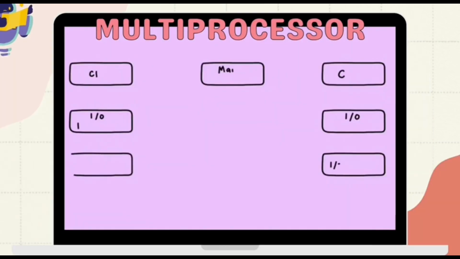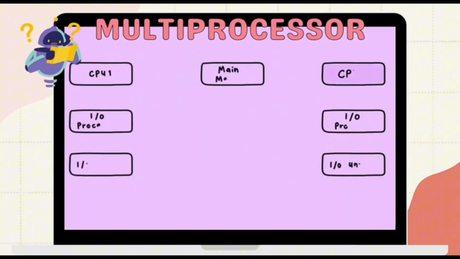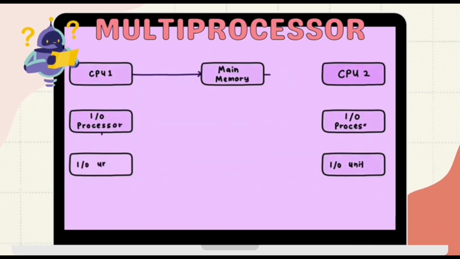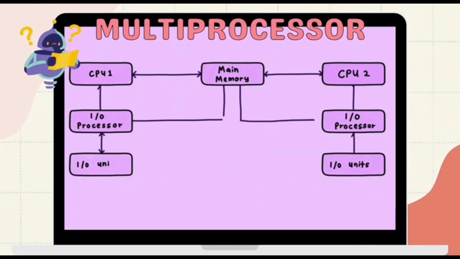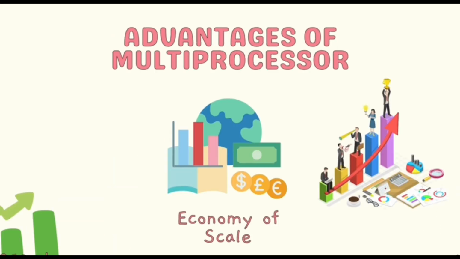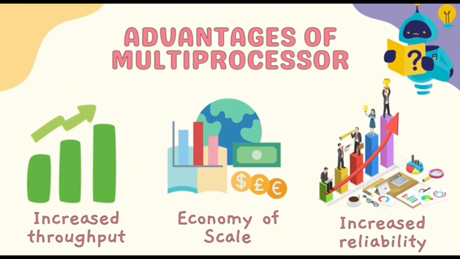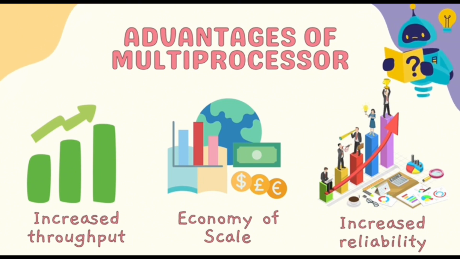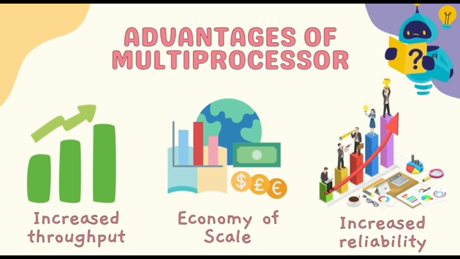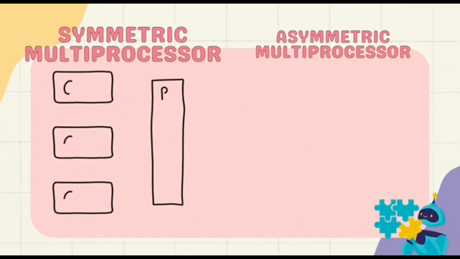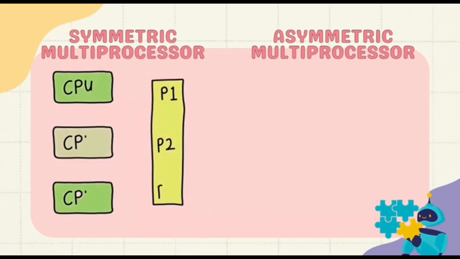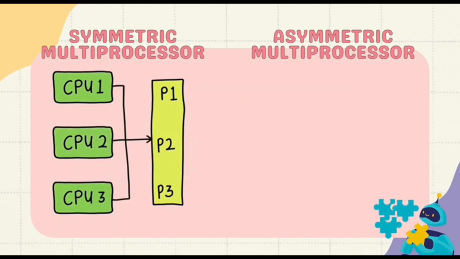Nowadays, multiprocessor system, which is also known as parallel system or tightly coupled system, is growing in use. This system has 2 or more processors in close communication, sharing the computer bus and sometimes the clock, memory, and peripheral devices. The advantages of the multiprocessor are increased throughput, economy of scale, and lastly, increased reliability. There are 2 types of multiprocessor, which are symmetric multiprocessor and asymmetric multiprocessor.